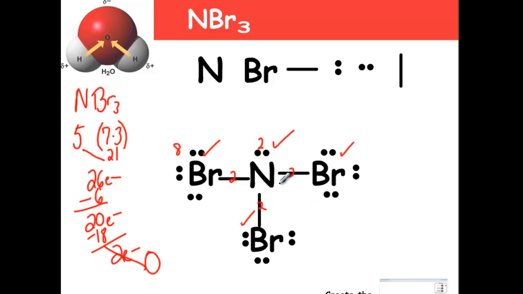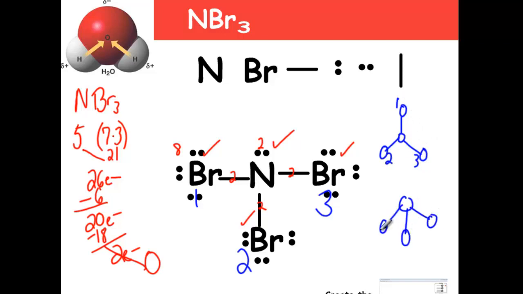Now we have to figure out what shape this is. What you should look for are how many atoms are bonded to the central atom. So we've got 1, 2, 3 atoms bonded to the center. Now if you look in your notes, or on the reference sheet, you've got 2 options for 3 atoms when they're bonded to the center guy. This one, 1, 2, 3, or there's your center guy, 1, 2, 3. So the question is, which one is it?